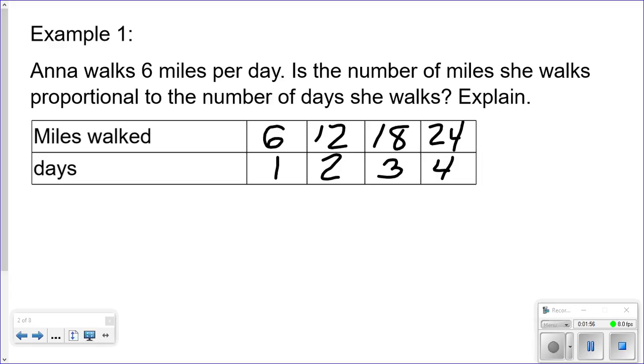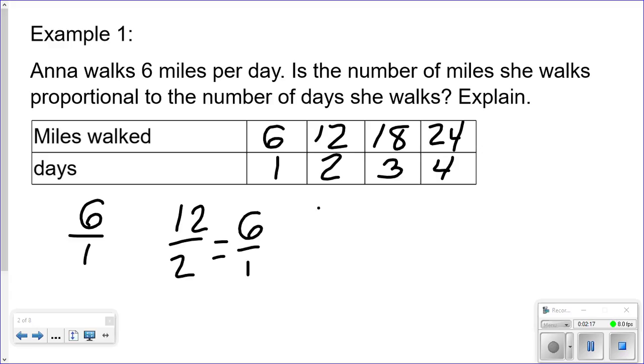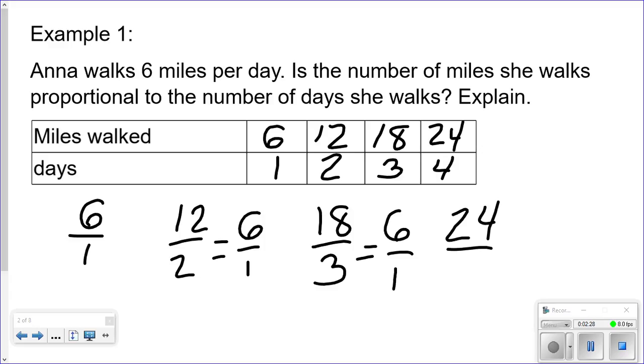So in order to tell whether this is proportional or non-proportional, we need to take each rate and find the unit rate. So 6/1 is our unit rate. The next rate we have is 12/2. If we simplify that, we end up getting 6/1. Our next rate would be 18/3. If we divide 18 by 3, you get 6/1. And our last rate is 24/4. If you were to divide 24 by 4, you would once again get 6/1.